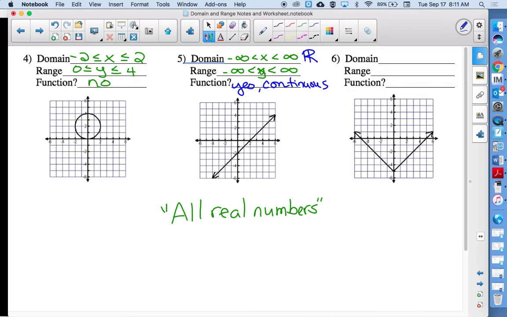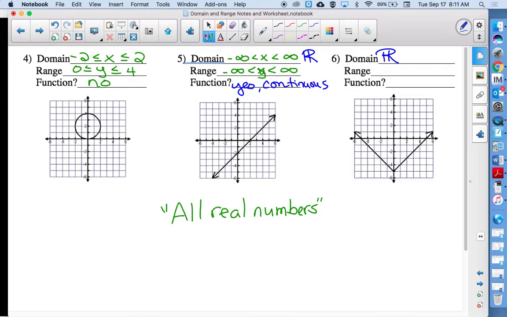Any questions so far? Stephen, how about number 6? So thinking about the domain, how far does it stretch left and right? Yeah, so you could just say all real numbers. Or you could say negative infinity is less than x, which is less than infinity. Either one works, but it's going to stretch forever left and right. It's a V. It has the little arrows going in both directions.